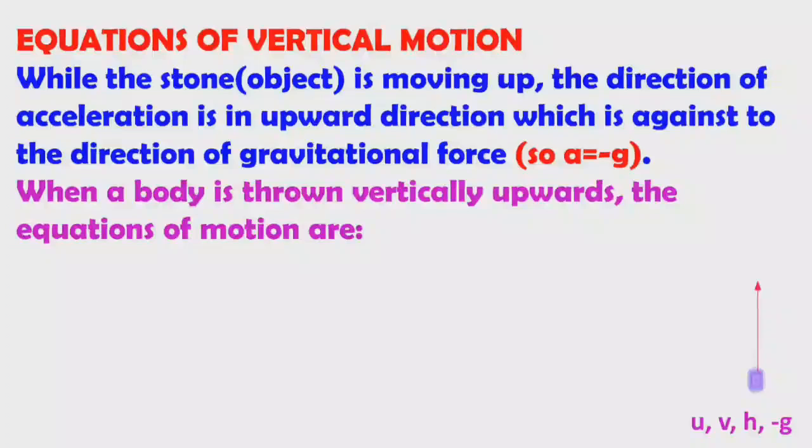So g is negative. The body is thrown upwards. u is the initial velocity and v is the final velocity. h is the height travelled by the stone. Here a is equal to minus g because it travels opposite to the gravitational force of the earth. That's why we are taking g as negative. By substituting these values in the equations of motion, we will get v equals u minus gt.